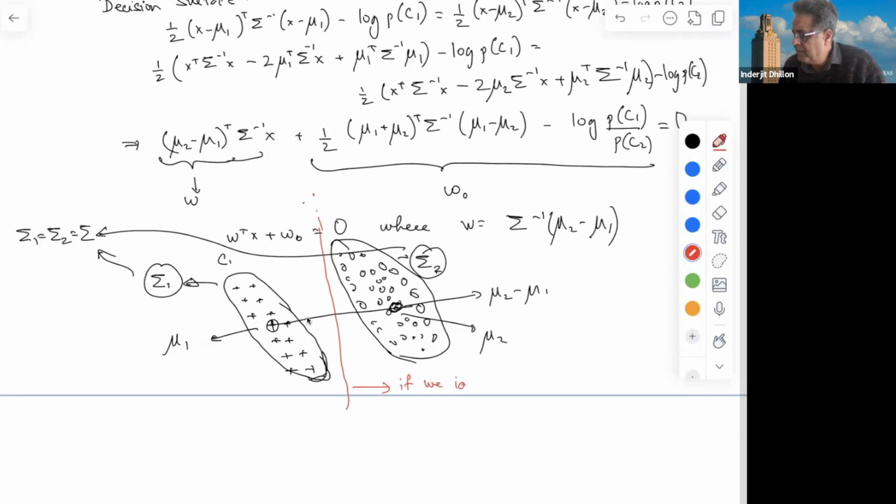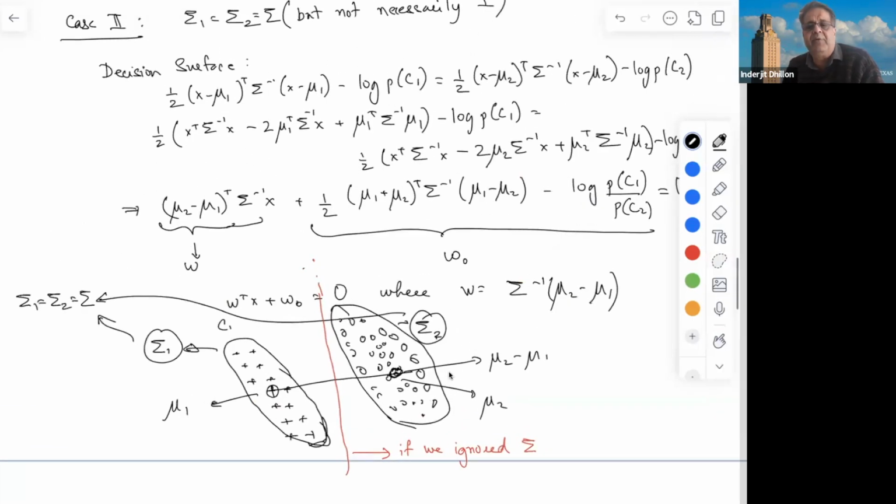Let me just write it as if we ignored sigma. Okay, but now the decision surface is actually something which is... well, what is it? Let's see, what is sigma? What is W? The normal to the hyperplane is this. So it's not mu2 minus mu1, but it is sigma inverse times mu2 minus mu1.